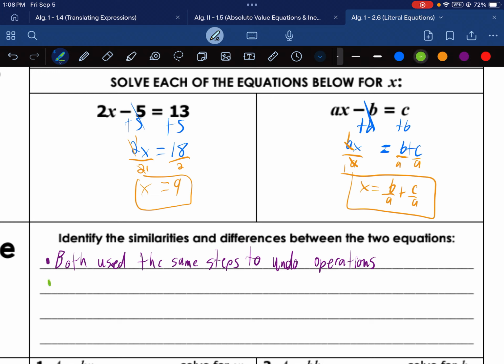Whereas a difference is that the literal equation, or the equation on the right with more variables, doesn't simplify nicely. We didn't just get like one number or one variable on that side. So it doesn't simplify nicely. And that'll often be the case with these literal equations where we realize, well, that doesn't simplify very well, even when we solve.